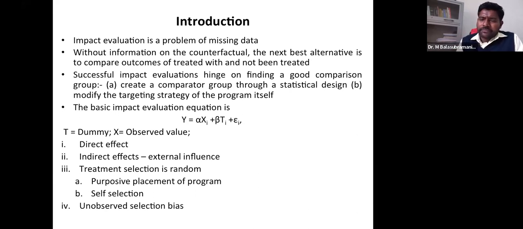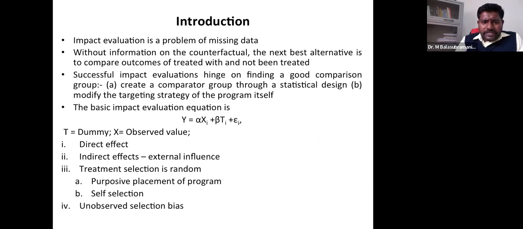If T is 0, then it means before the intervention or without that intervention. We can interpret it in these two ways. And T equals 1 indicates that the intervention has happened with the participants. And obviously this equation gives the direct effect. The outcome may be an increase in yield, income, whatever we are measuring.